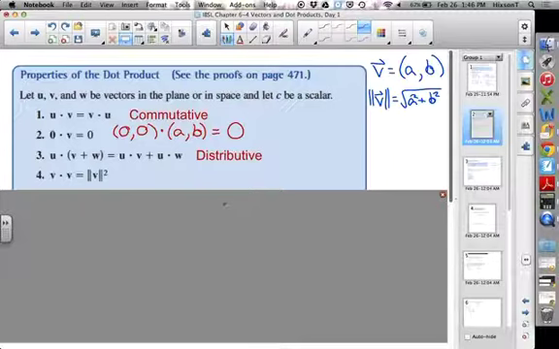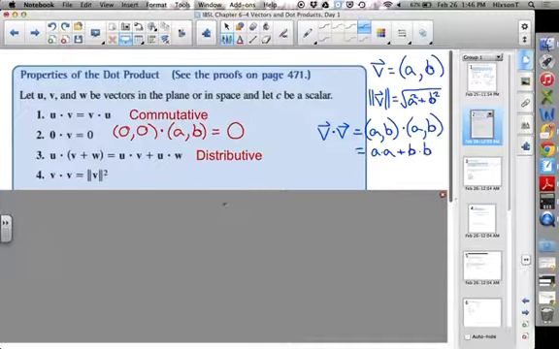Okay? Well, let's think about this. If I had v dot v, I would be doing AB dotted with AB. Well, what do you get? A times A plus B times B, which is our A squared plus B squared. What would I get if I squared my magnitude? A squared plus B squared. Okay? So here's something that relates our dot product to the magnitude of a vector. Okay?